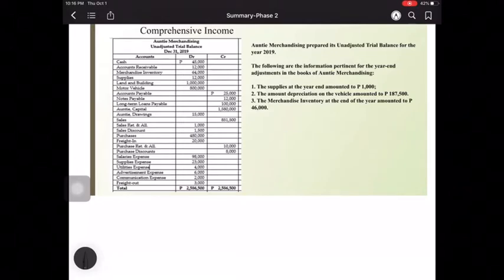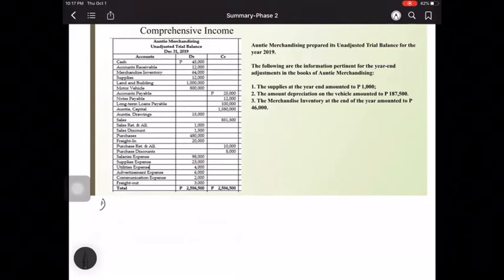Okay, so let us adjust them one by one. First, the supplies at the year end amounted to 1,000 pesos. Therefore, we just have to recognize additional expenses at the end of the accounting year here. And how do we recognize additional expenses? We did that also in our previous discussions. Okay, so in recognizing expenses, we just have to debit the expense account.